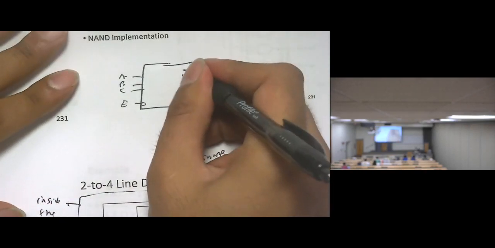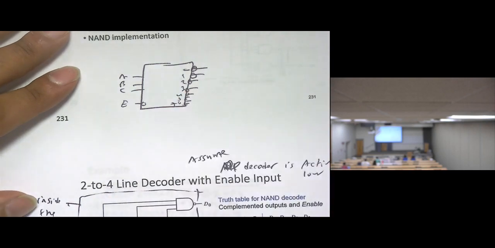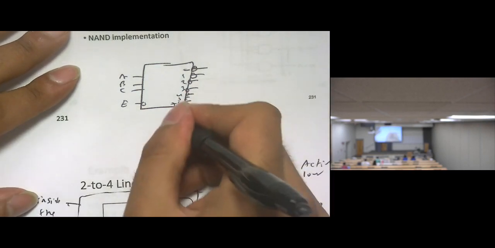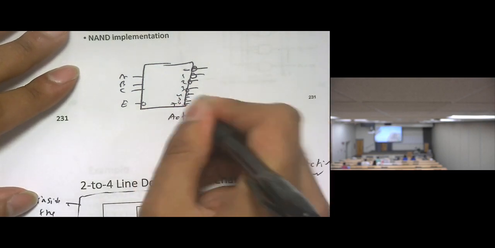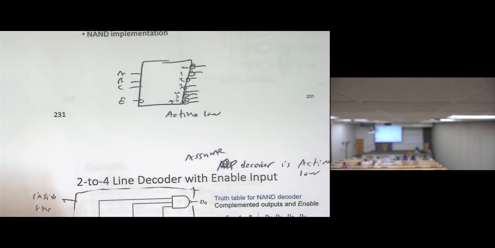If I add bubbles here, what will it be? Active low. When I add bubbles, this means active low. Okay, it's very important to understand the difference.